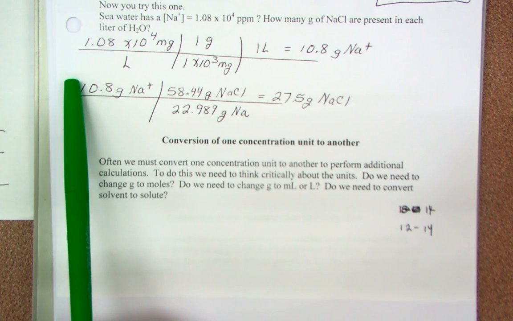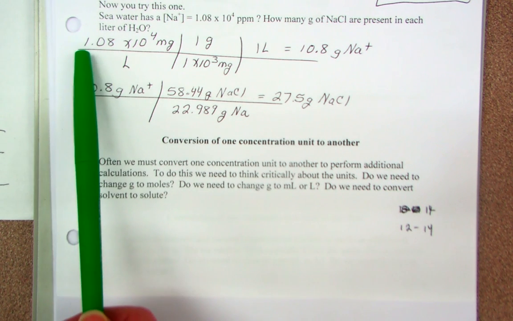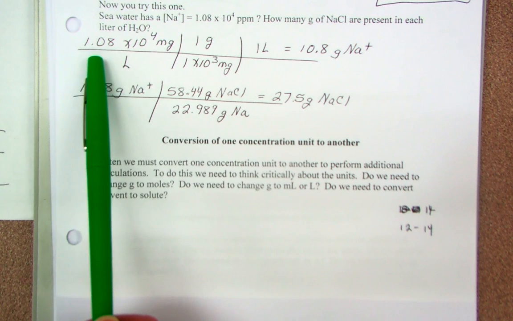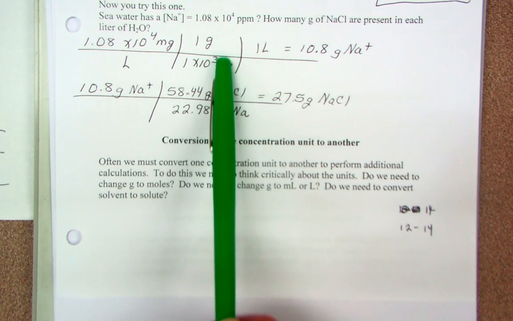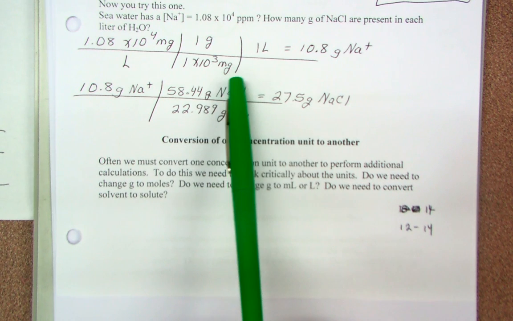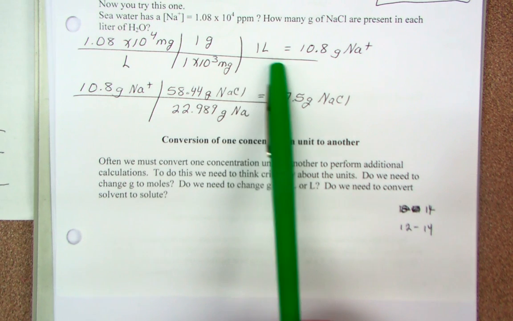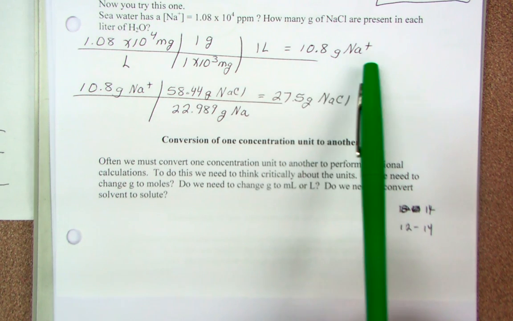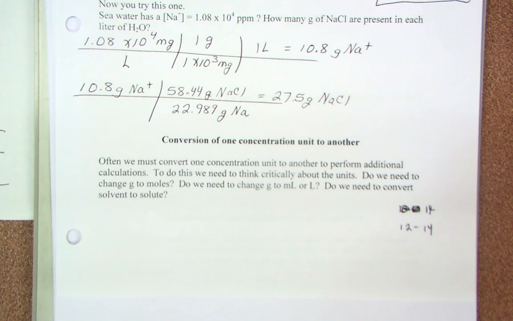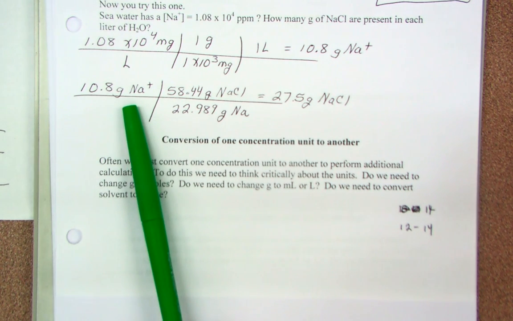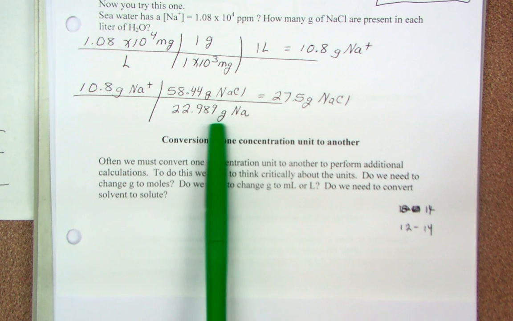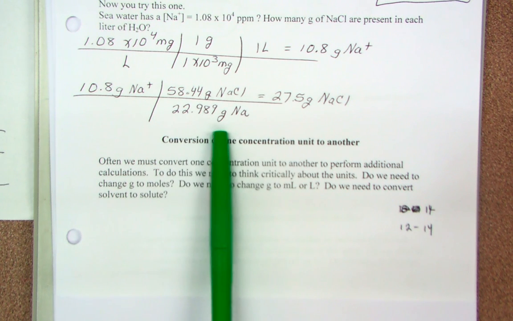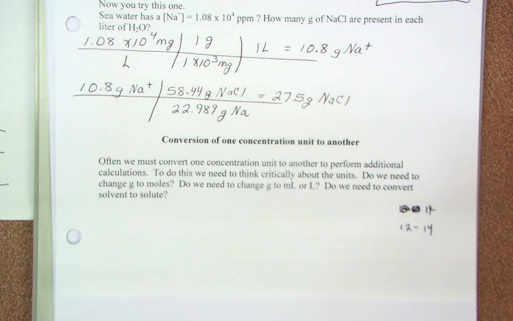So we know the concentration of sodium ion is 1.08 times 10 to the 4th milligram per liter of sodium ion. 1 gram is 1,000 milligrams. And we have 1 liter, so that gives us 10.8 grams of sodium ion in each liter. And I just did the quick and dirty, 58.44 grams of sodium chloride per 22.989 grams of sodium gives me 27.5.